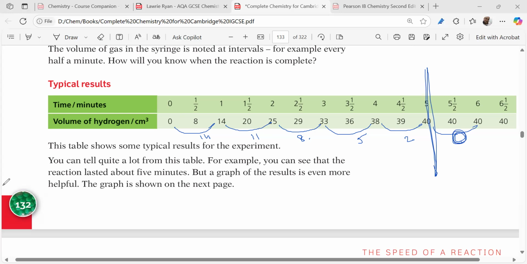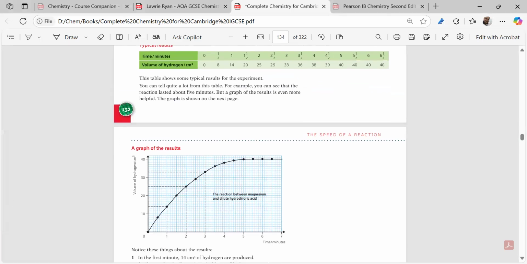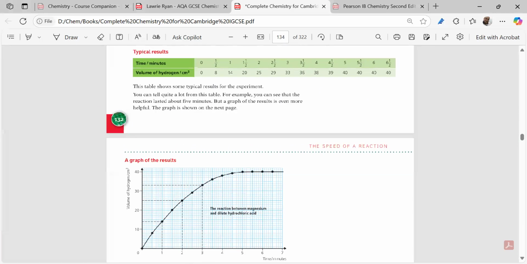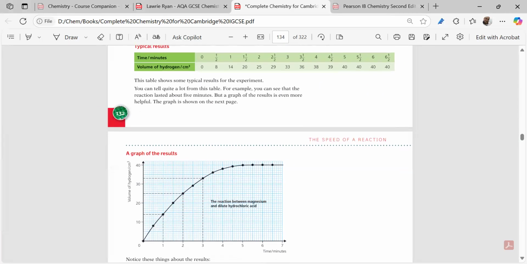Now we are moving on to the graphical method. If you see the graph, we are trying to plot the graph. Over here, half minute, 8. So this is the time, and this is the volume of hydrogen.